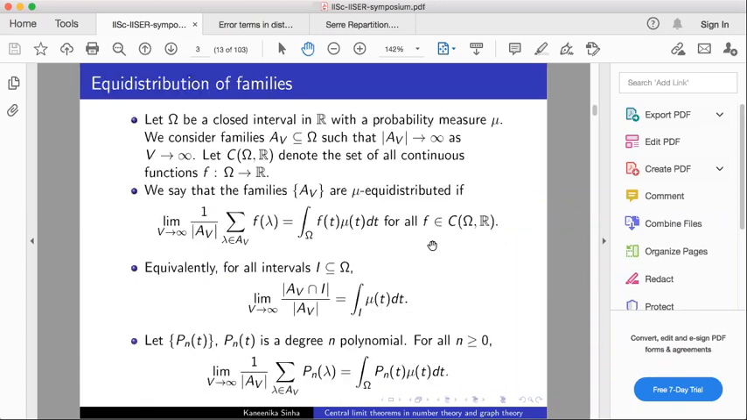One question. Sure. So your omega is always a bounded interval. Is that right? Yes. Yeah, I should have said that. A compact interval. Okay.